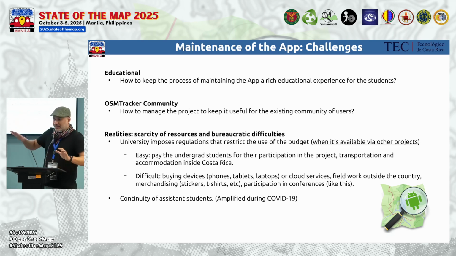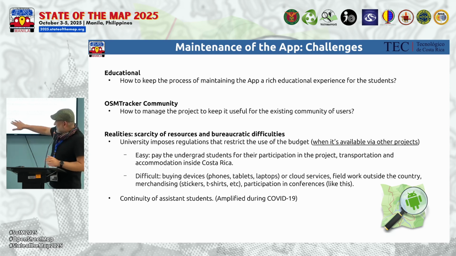and that's probably the easy part, but also there are some difficulties because it's not so easy to, for example, buy devices for the students, like cell phones, like in some cases they need access to laptops, or probably cloud services in case we want to make some other things with OSMTracker.